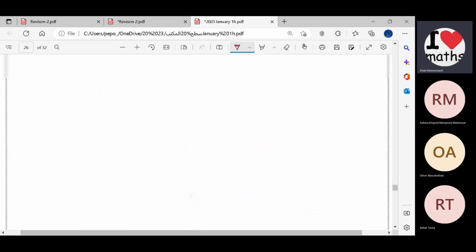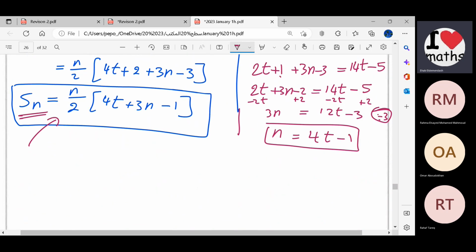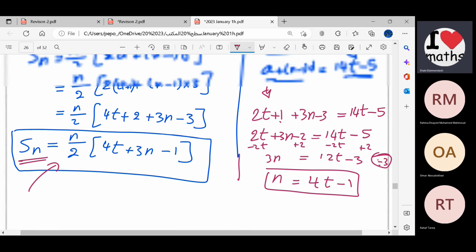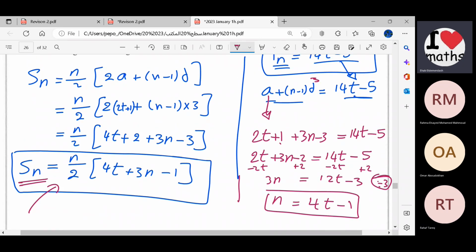The people who created the paper themselves were expecting that rarely, about 5% of students, would be able to do it. So it's one of the challenging questions. I already get Sn, I get the formula. I found there is a relation between N and T. And on the other hand, from the nth term, Tarek, I get the relation here between N and T.